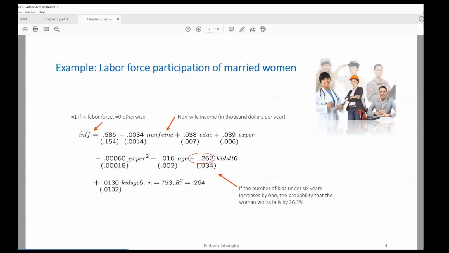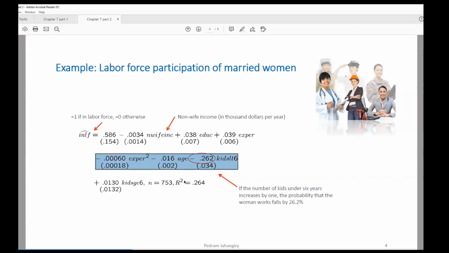So we are going to say that we are regressing, again, either you participate in the labor force or not, on husband income, education, experience, age, kids less than 6 years old, kids greater than 6 years old. And these all make sense. If you, as a lady, have a kid less than 6 years old, is the probability of you attending the labor force going to increase or decrease? It's going to decrease.